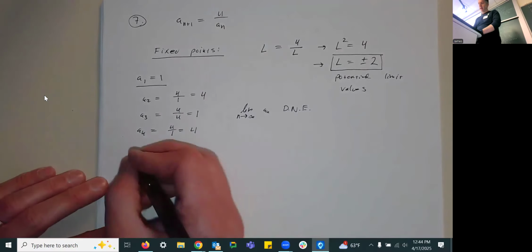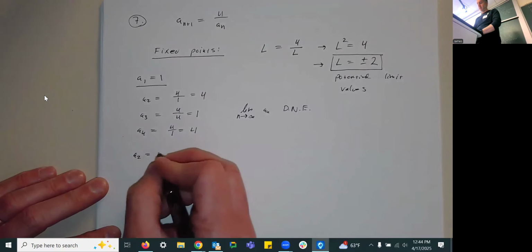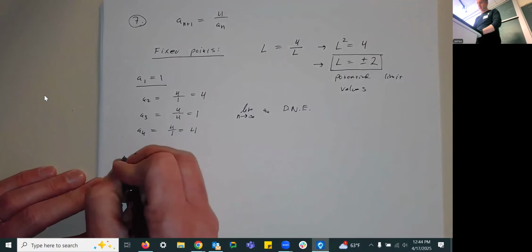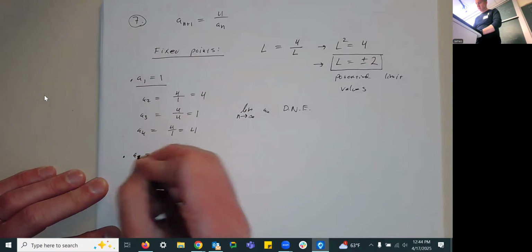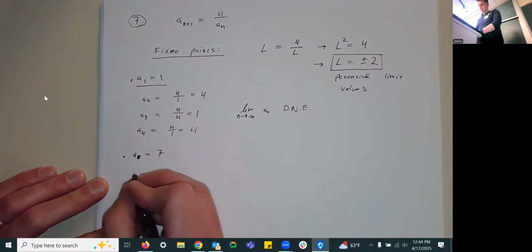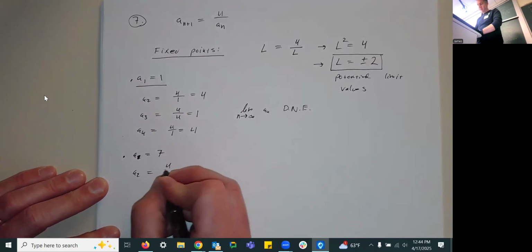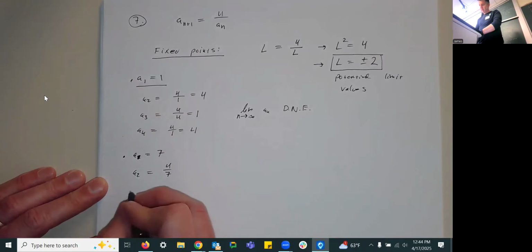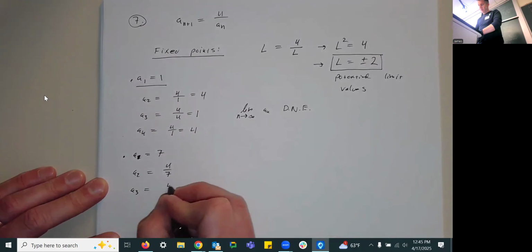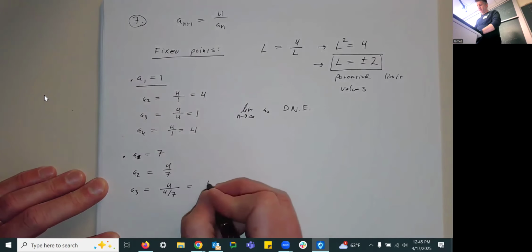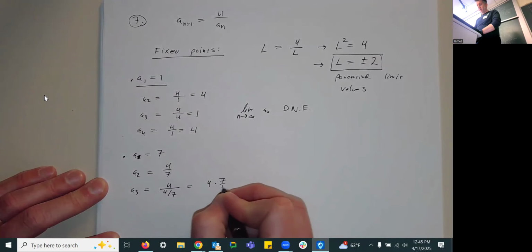You can pick something like, I don't know, 7. Let's say we did a sub 1 equal to 7. That's a 1, by the way. So then a sub 2 is going to be 4 divided by 7. A sub 3 is going to be 4 divided by 7, but if we simplify that, that's 4 times 7 over 4, which is 7.